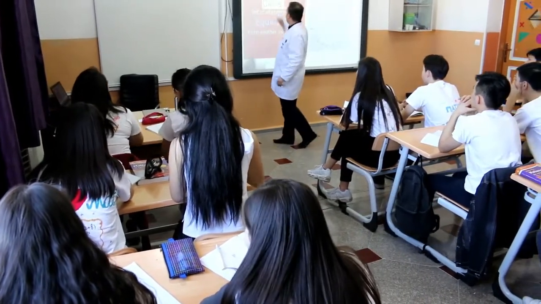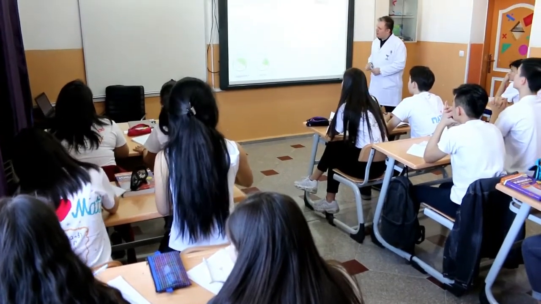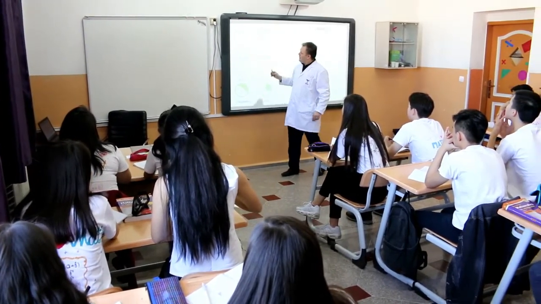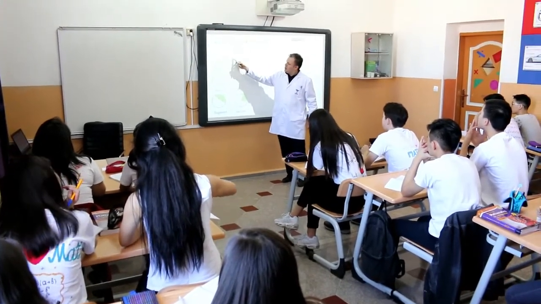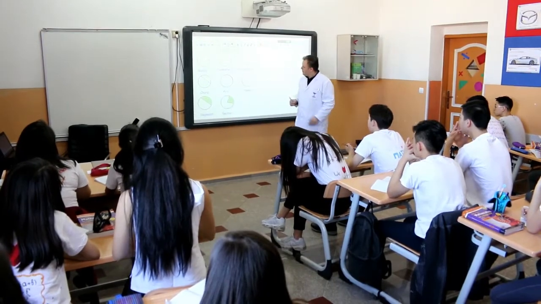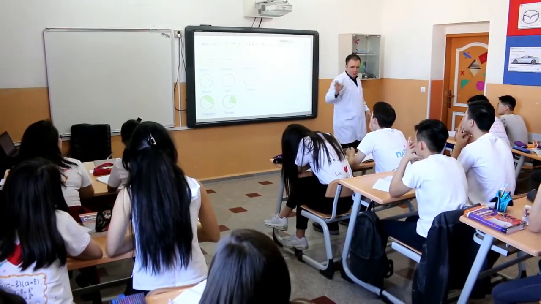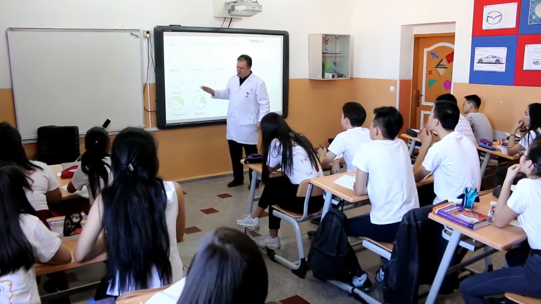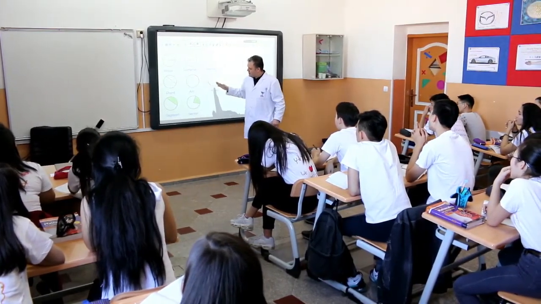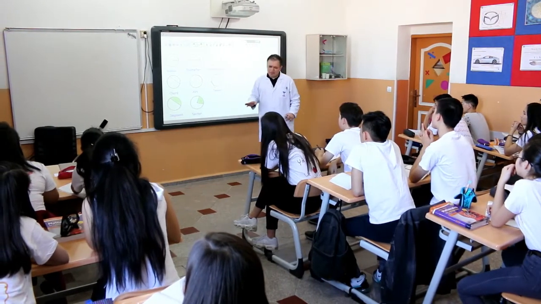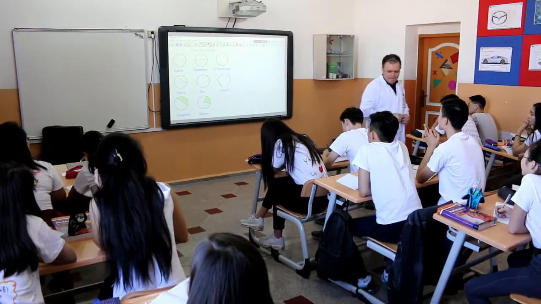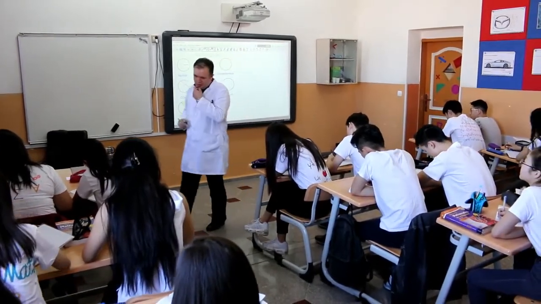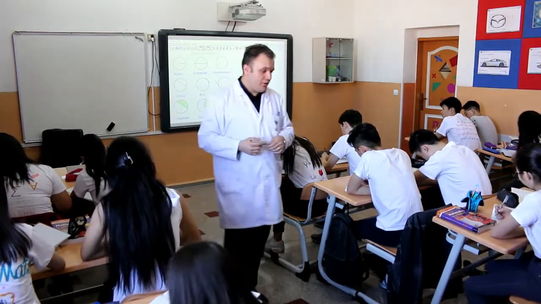And next, parts of circle. What's the radius? Radius is the distance from center to circle. Another one, the distance across the circle is called diameter. And what is circumference? Perimeter of circle. And chord is a kind of line, and arc, tangent, segment, and sector. These are the parts of circle. Today we are going to learn circumference, perimeter of circle, and area of circle.